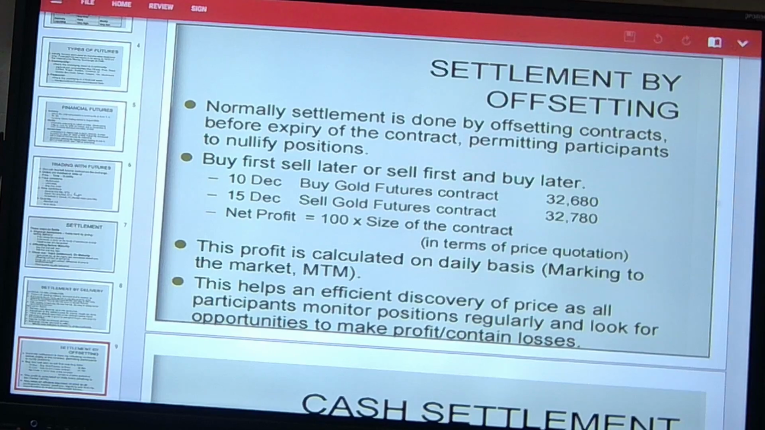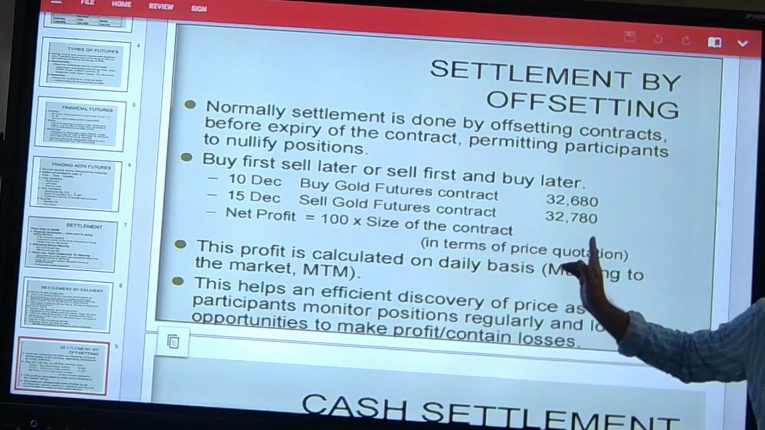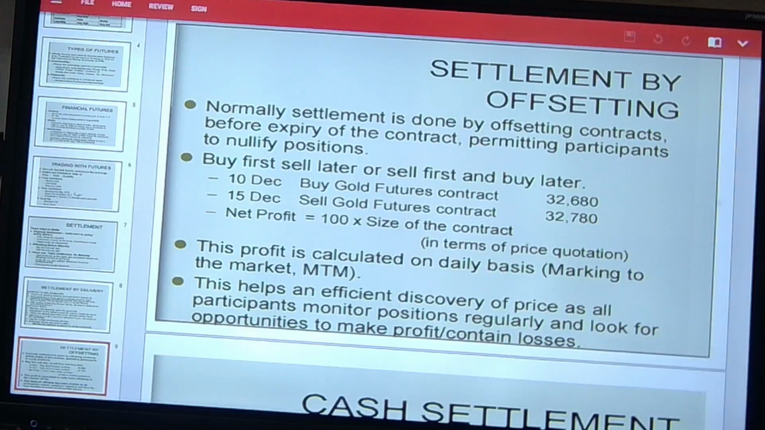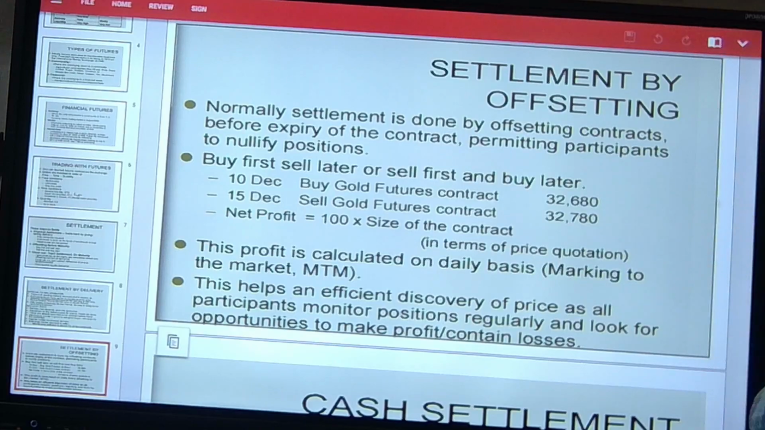In 1 kg, for example, if there is 1 kg of total lot size, how many contracts are available? 100. 10 gram multiplied by 100 is equal to 1000 gram, that is equal to 1 kg. So here you write 100 into 100, 10,000. 10,000 will be your net profit. Okay? This is your offsetting position, meaning closing of the contract by yourself before the expiry date.